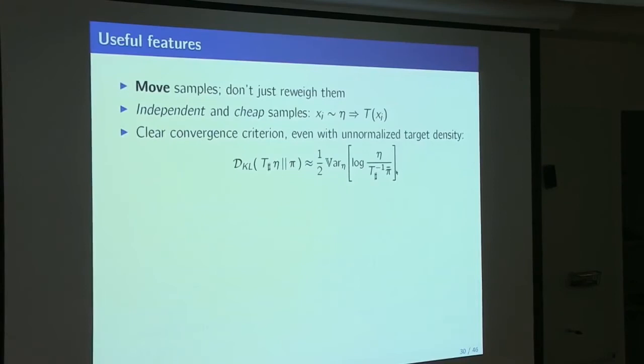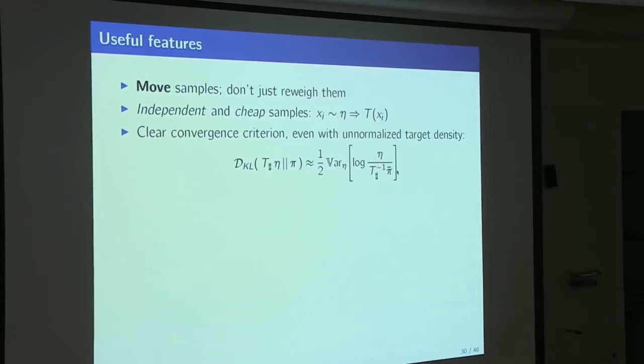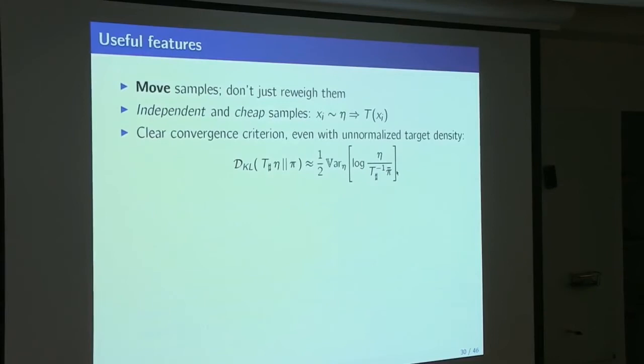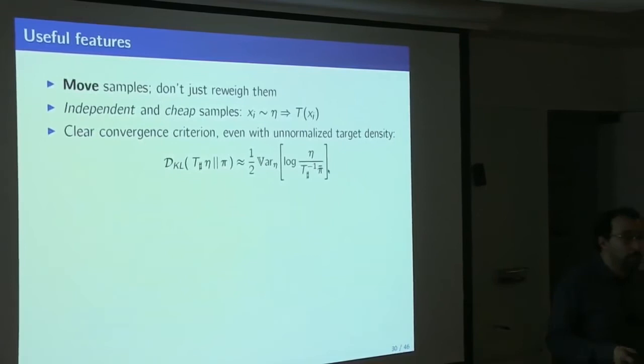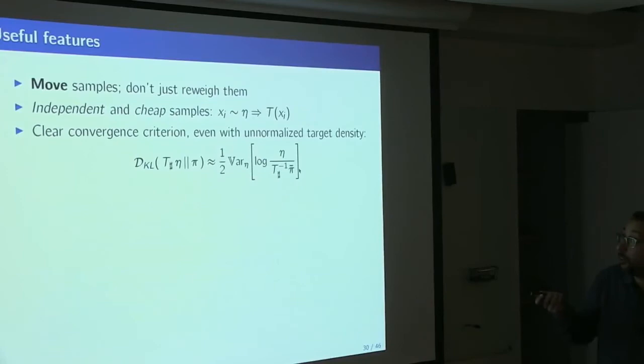So what have we done? We have moved samples to the target distribution. This is different. We have not reweighed them, so it's not in that sense like importance sampling. The samples that you get are independent and cheap because you just draw xi from eta and you evaluate the map on it. But now you might say, okay, given the parameterization that I've chosen, how good of a job have I done? How close am I to actually bringing this KL divergence to zero?